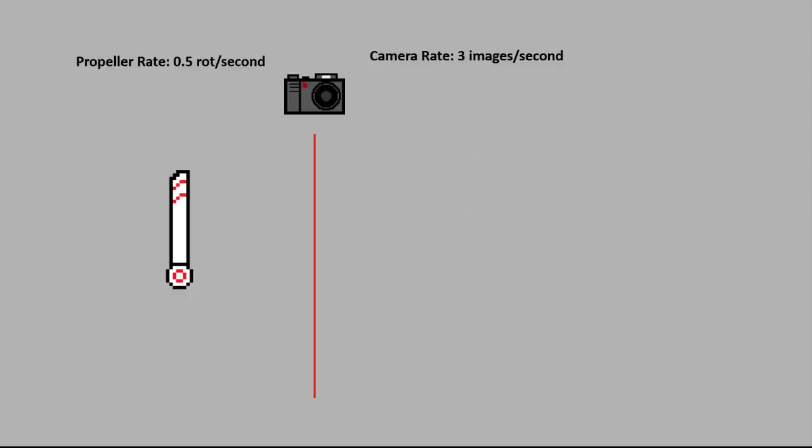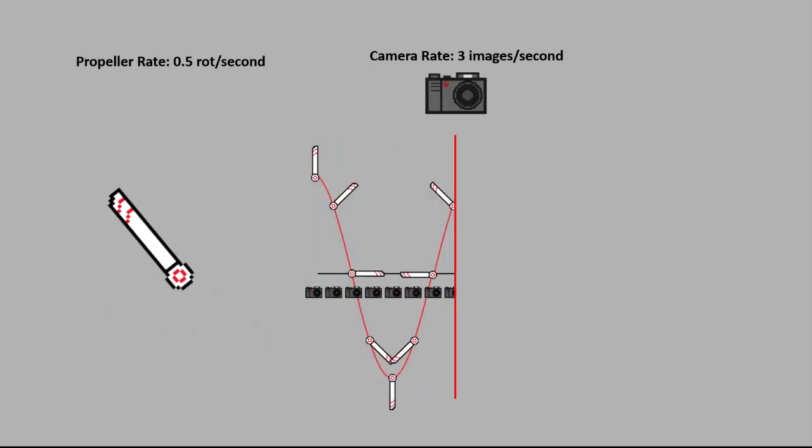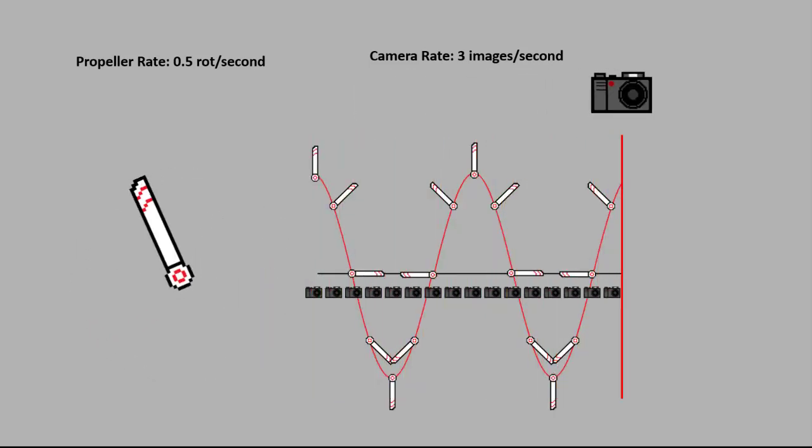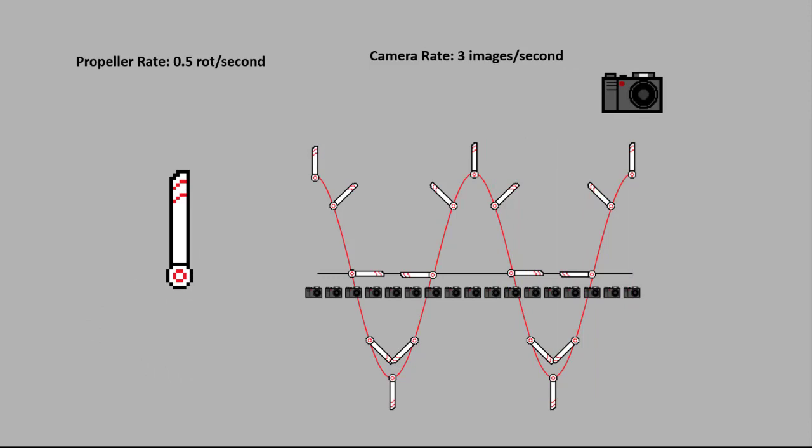So let's say the propeller is spinning at half a rotation per second, and we're going to take pictures at 3 images per second. Well, let's start taking pictures. Here we can see the path of the propeller in real time in red, as well as what we see in the image we took at that moment along the trace. You'll notice the path of the propeller here is a sinusoid, specifically cosine, because when we started, the propeller was sticking straight up, like how cosine equals 1 at 0.